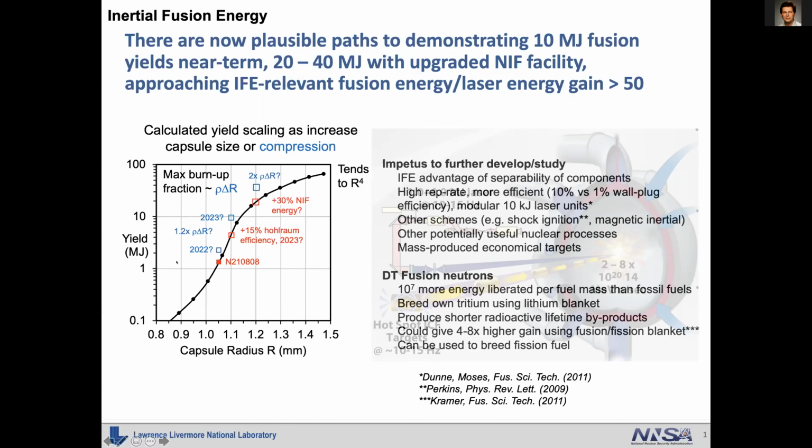the plot on the left basically shows in red the N210808 where we are now. The curve is a theoretical curve if you keep increasing the capsule size by going to more efficient hohlraums and larger energy. So you go up this curve like this. See, we're on the steep part, so you can get to 20 megajoules. If you can also increase the compression that I talked about, which is a tall order for diamond, but maybe you can use plastic, then you can further increase the burn rate and the burn-up fraction, which goes roughly as rho delta R. So it's plausible with a larger NIF laser, you could get to 20 to 40 megajoules.